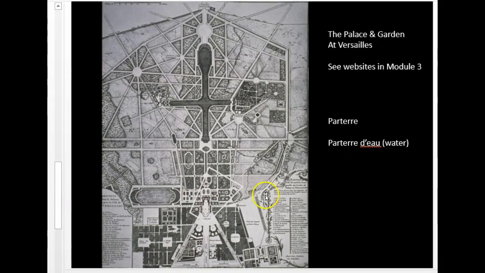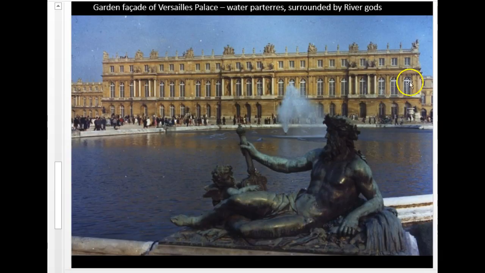Lastly, let's look at the garden. I want to show you three garden sculptures. Again, parterres of land and water parterres. In the back here, this is the back facade of Versailles, a basin of water surrounded by river gods. The gardens needed water. Louis created aqueducts. He controlled the waters, the river gods, to create his gardens.